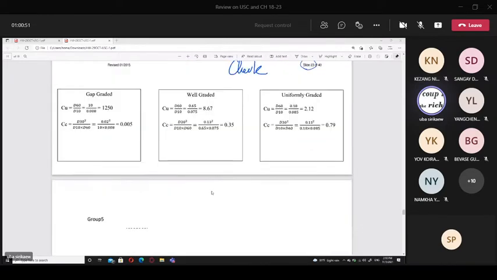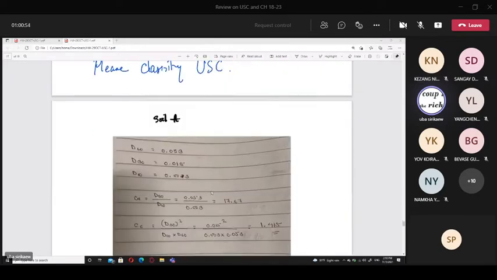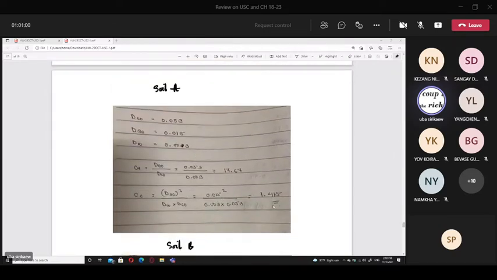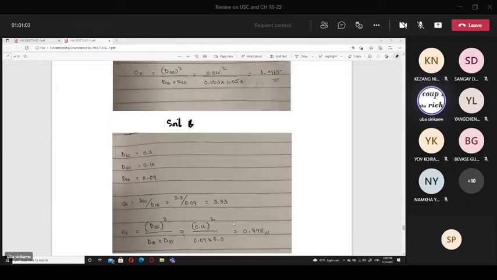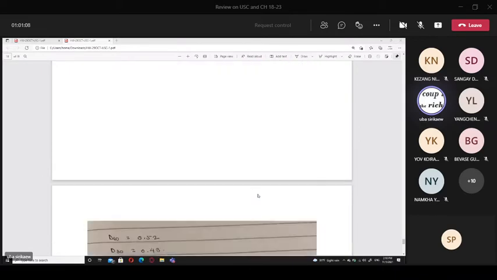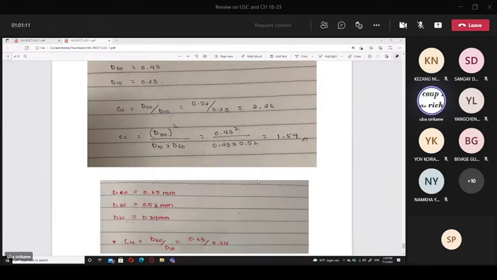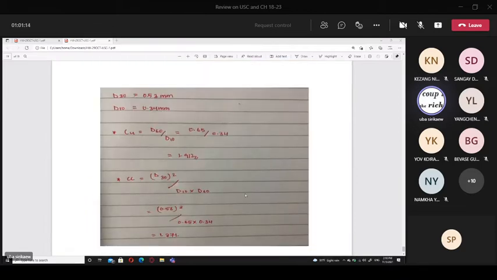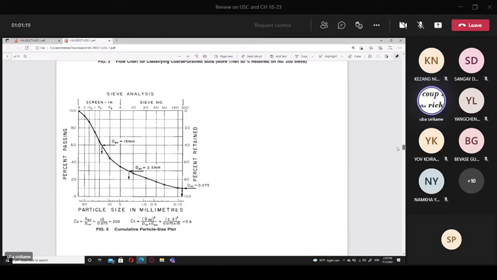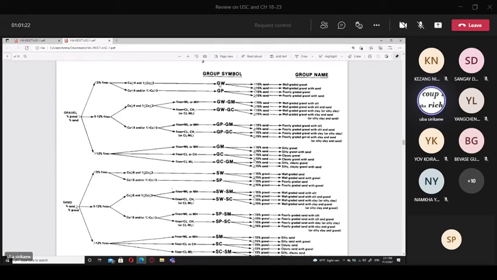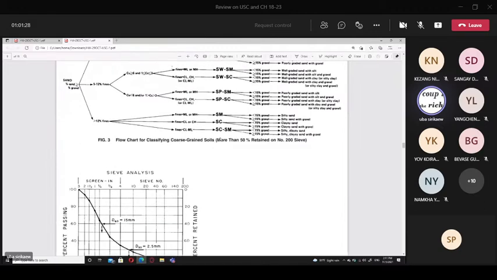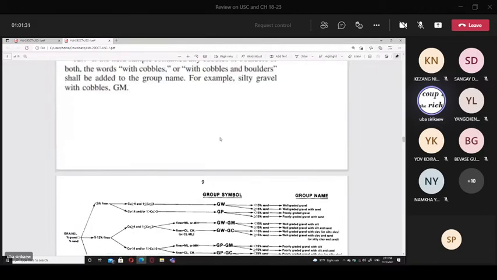Okay, group number 5, you see, when you worked, you only gave me this, but you didn't give me the answer of what kind of material. Just this, no meaning. You have to tell me what kind of material, what kind of soil. You have to tell me: GW, GP, SM, GC, SW, SP.